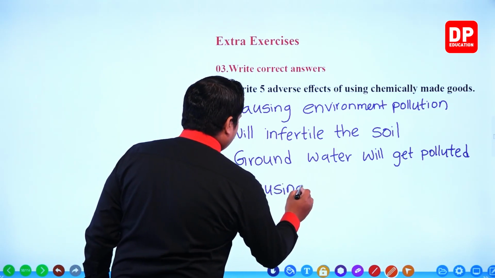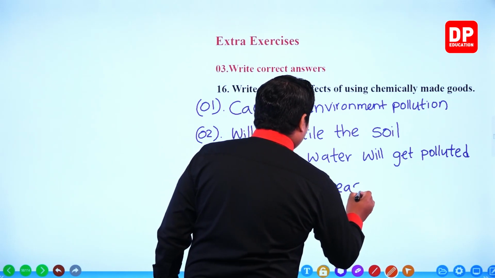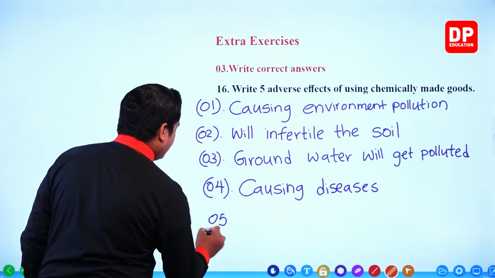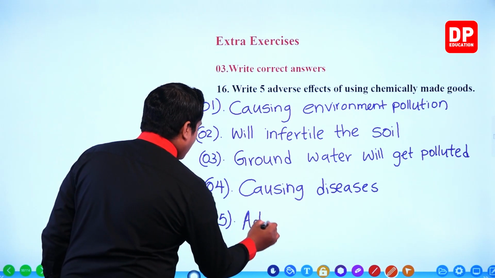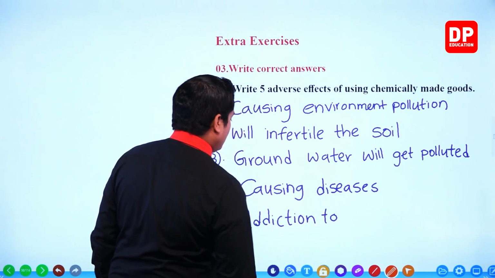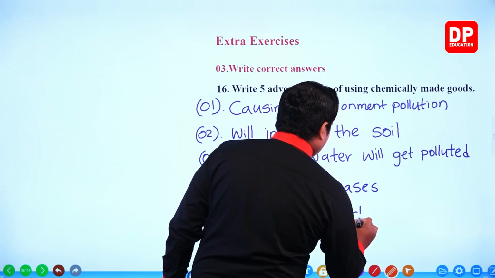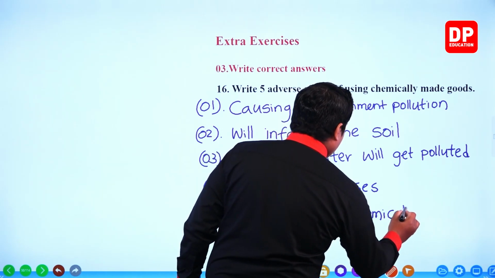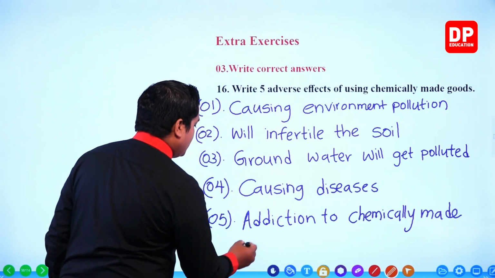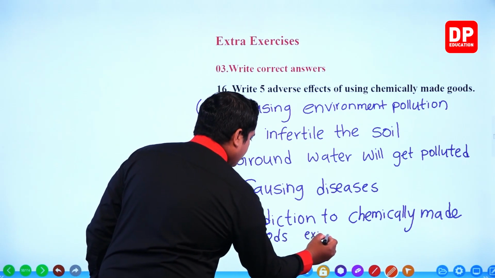causing diseases. Then number 5, addiction to chemically made goods. Example, junk food.